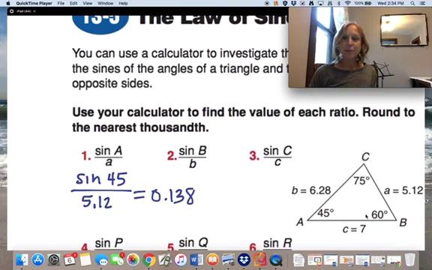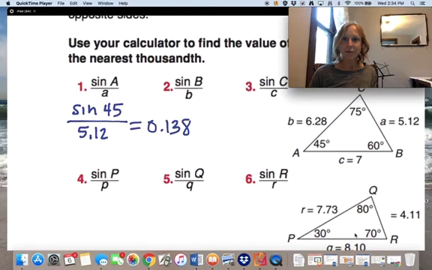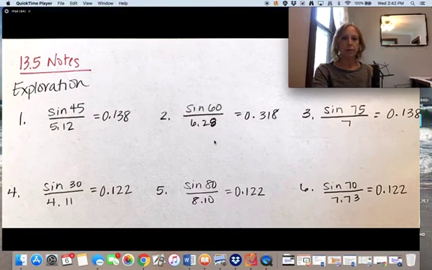At this point, I would like you to pause the video and continue finding each of these ratios. I'd like you to work through numbers 1 through 6, and when you come back, we'll talk about it. Okay, welcome back. Let's check your answers. For numbers 1, 2, and 3, you should get 0.138. Then for numbers 4, 5, and 6, you should get 0.122.